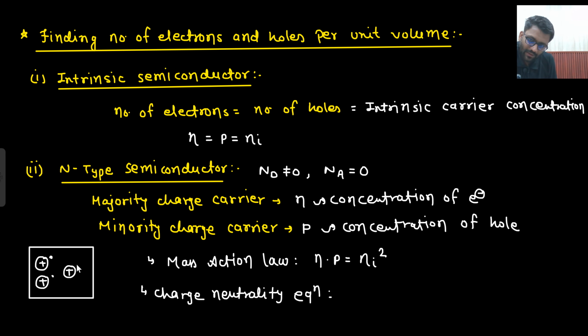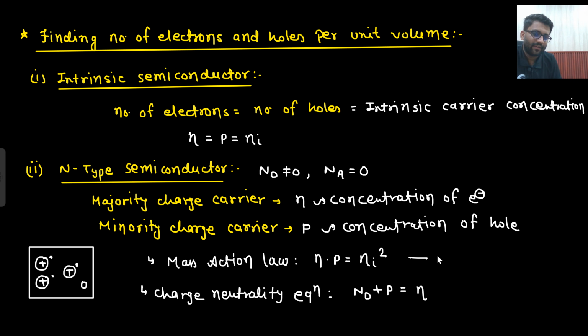This is the scenario, right? But holes are also there. So here there are donor atoms. Donor atoms are positively charged. Along with that, holes are also positively charged. That would be equal to the negative charge. Negative charge is only because of the electron. There is no acceptor atom.